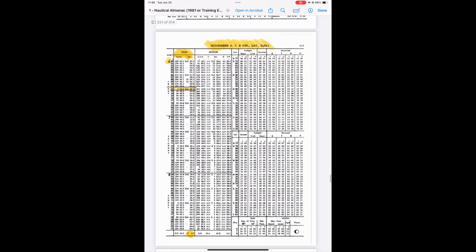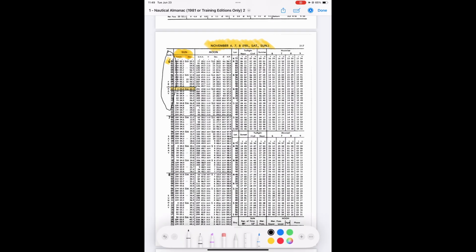So we're going to extract from this daily page, November 6th. We have the sun here, and we see the GMT. This is in hours only. If you look at this section right here, this is in hours. So we go down to our time of 12.